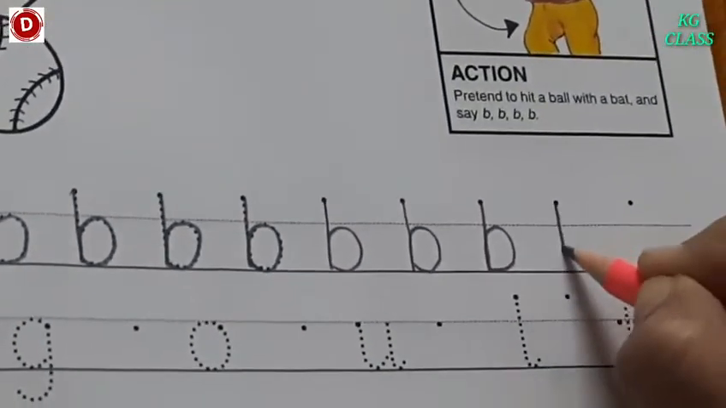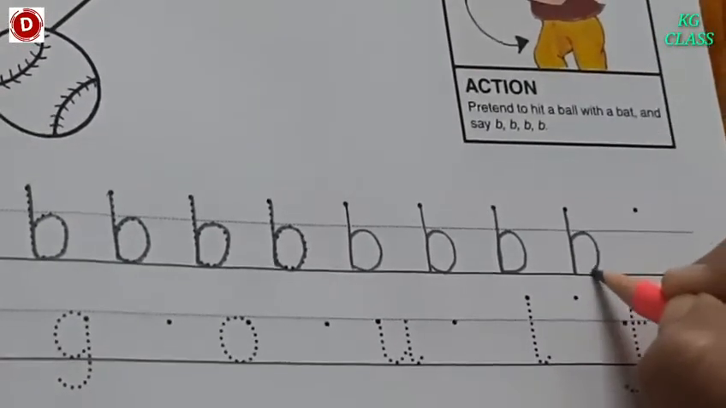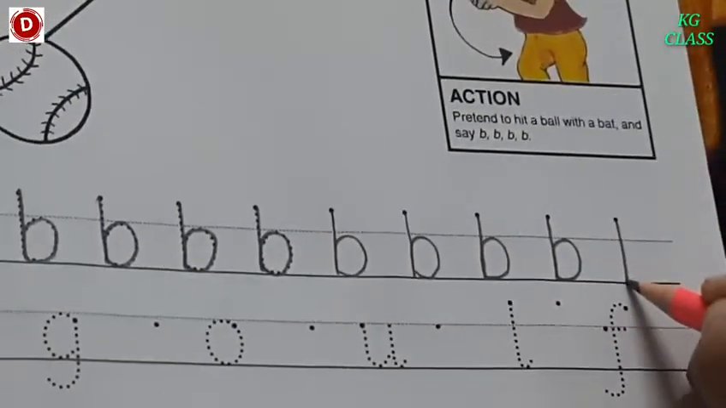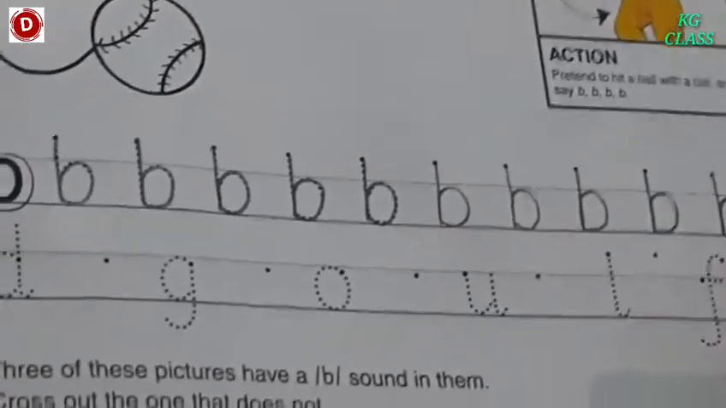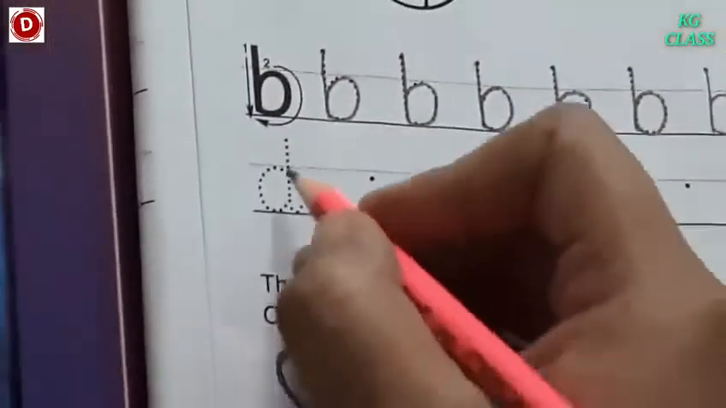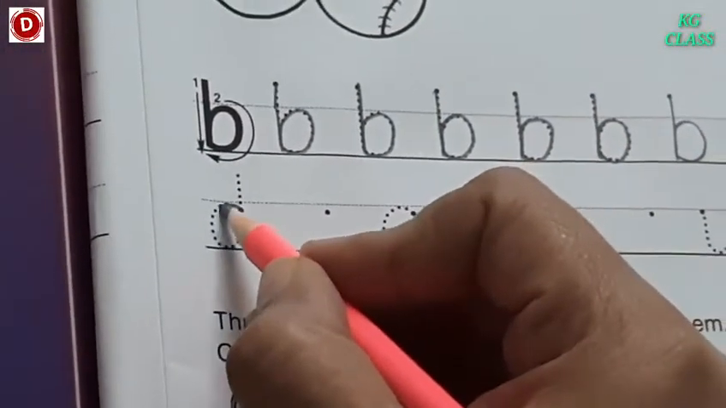B. So, in this way, you will revise the sound also. And this is the last B of this line. Now, we will write here also. We will trace these letters also.